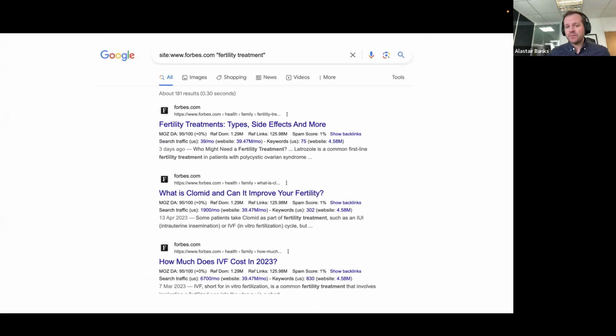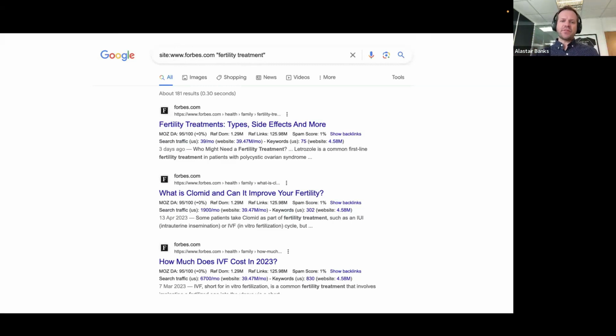Here's quite a good hack for you. A lot of people would never have known this. You can use Google to search within a certain website, typically if that site allows it, but usually they do. So you can see here that I am searching for the term fertility treatment within the website Forbes. Now, I haven't chosen Forbes for any reason other than it's a site that a lot of people know.